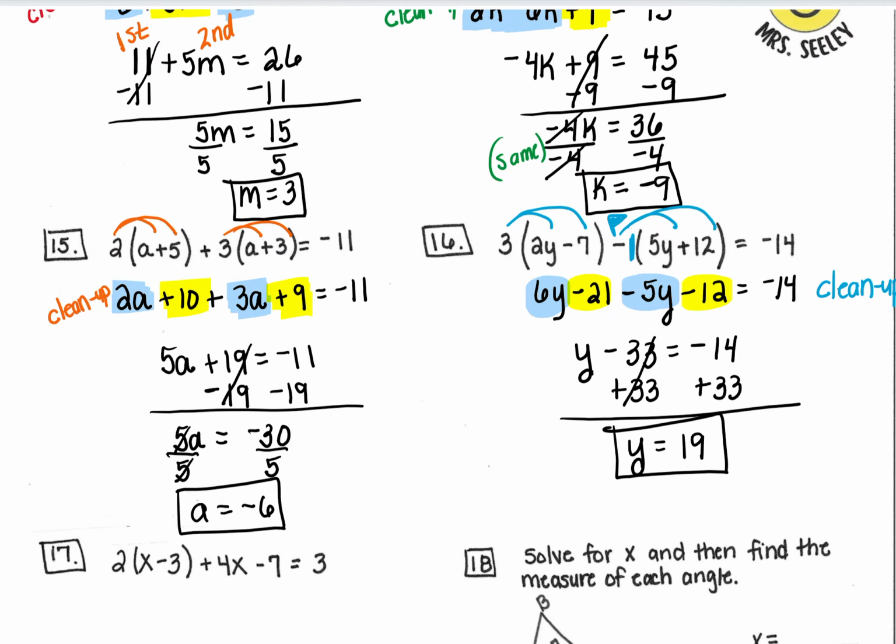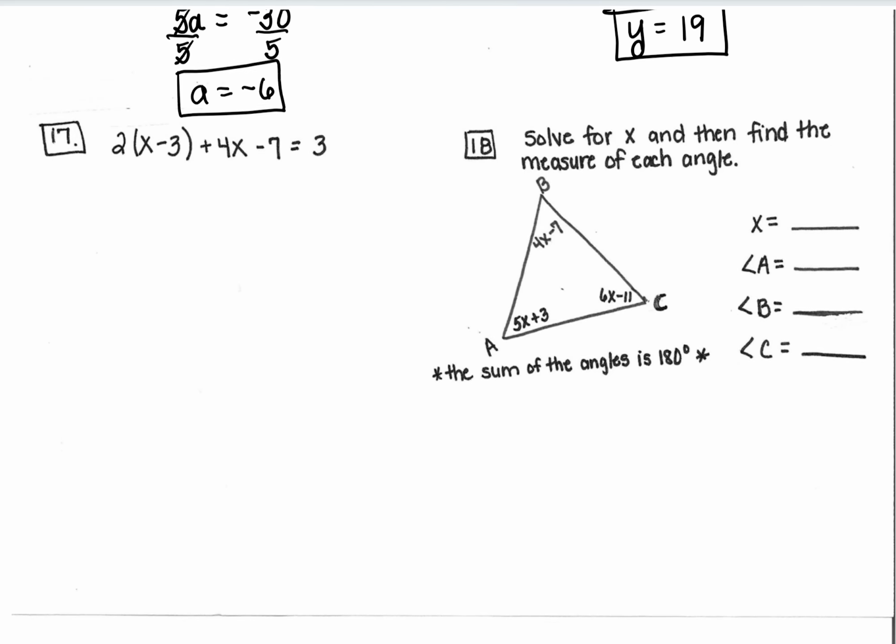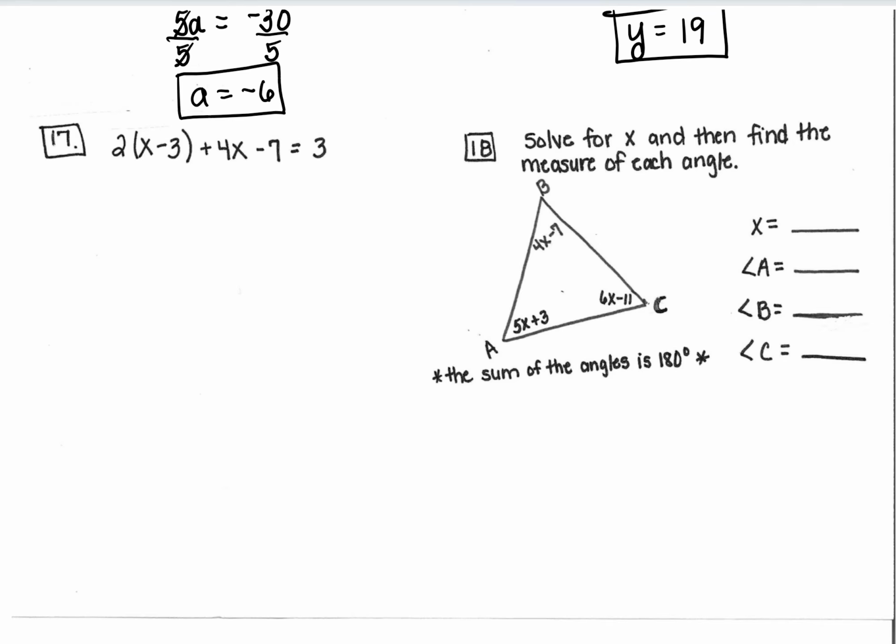Okay, you're doing great. Here, we know that we have to distribute first, so we're going to distribute that first, and that's telling me to multiply. So 2 times x is 2x. 2 times negative 3 is negative 6. And then right here, just going to bring those down. Just bring them down like they are.